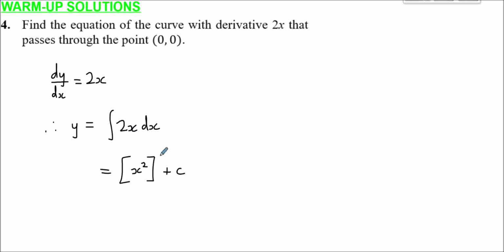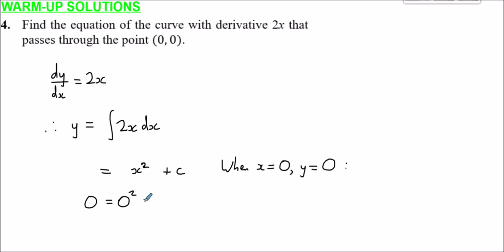In fact, because we don't have any limits to put on, we can leave this without these square brackets. So it's just x squared plus c. Now we've been told a point that the curve goes through, so we can substitute this in. We're told that when x equals 0, y equals 0. So substitute those values in. So 0 equals 0 squared plus c. In other words, this constant of integration must be equal to 0. So therefore, y just equals x squared.